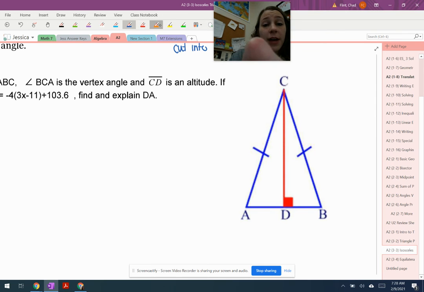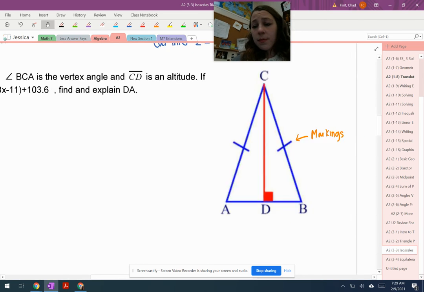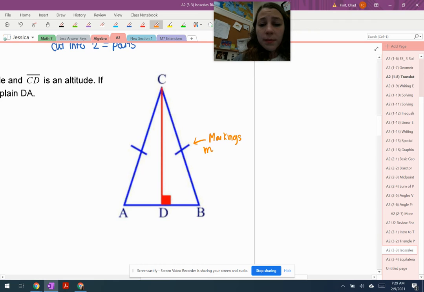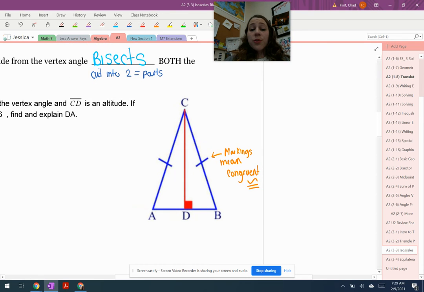So let's make a note of that. These markings mean congruent. Those markings mean that those two sides are congruent, that side AC is congruent or is the same or is equal to CB.